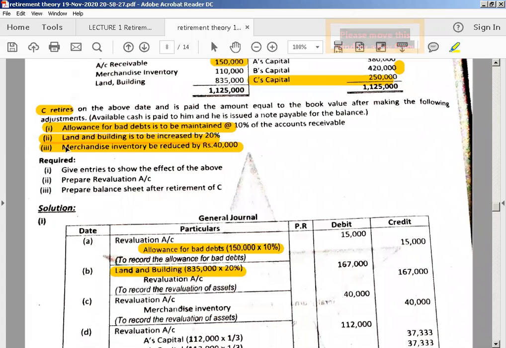that will be your merchandise inventory be reduced by 40,000. It means the nature of merchandise inventory is again your asset, and when your asset is decreasing it will be credited. So merchandise inventory will be recorded on your creditor side. Another account which will generate after adjustments will be the revaluation account.